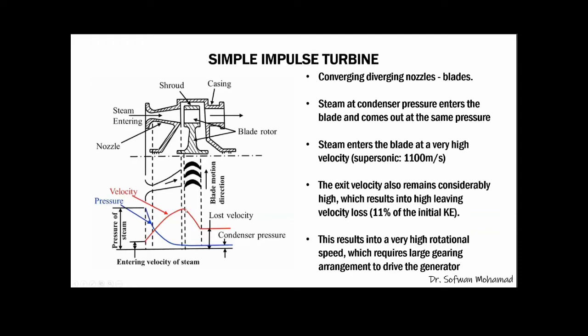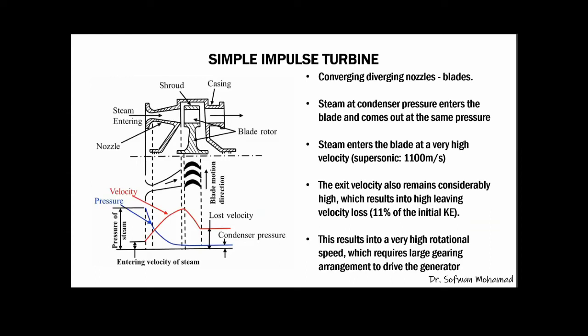Some impulse turbines can go up to 1,100 meters per second, which is supersonic velocity. Okay, and then inside the blade, the pressure remains constant. The pressure of the steam remains constant while the velocity of the steam is reduced inside the blade, due to some of the energy being absorbed by the blade to move the rotor.